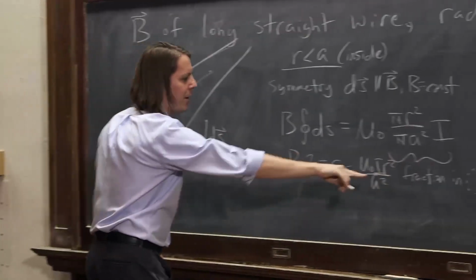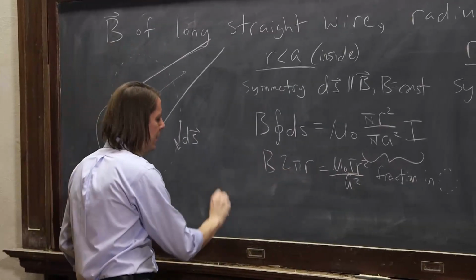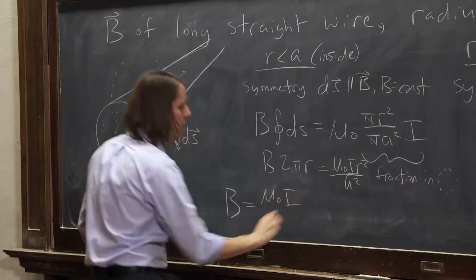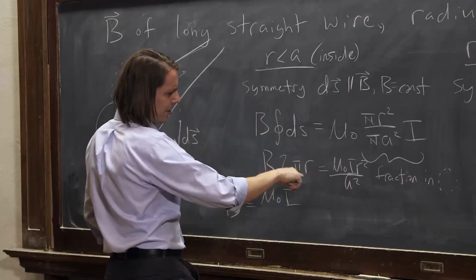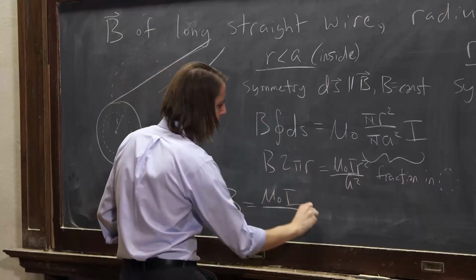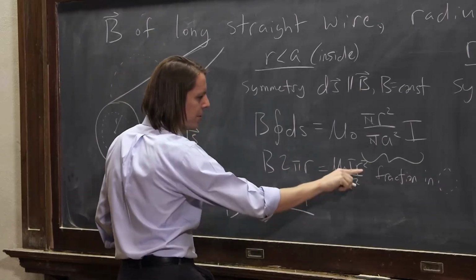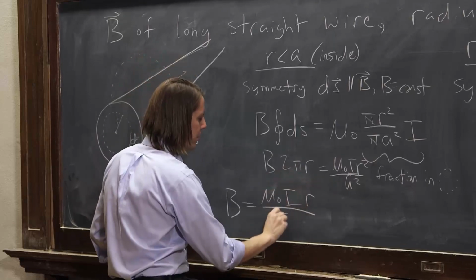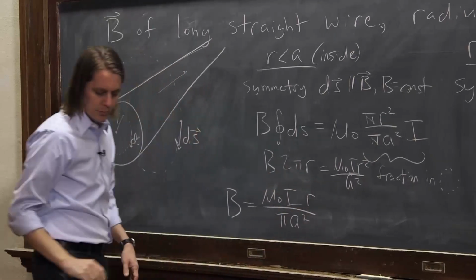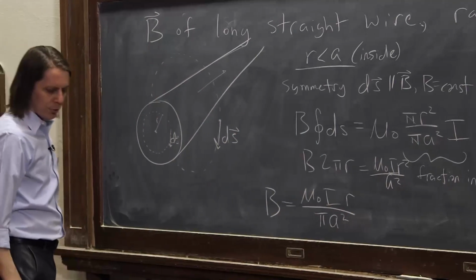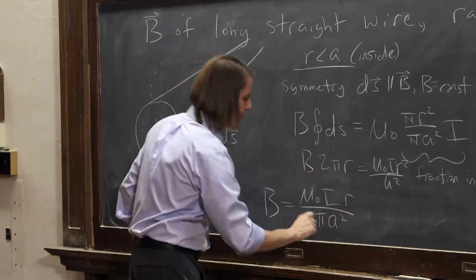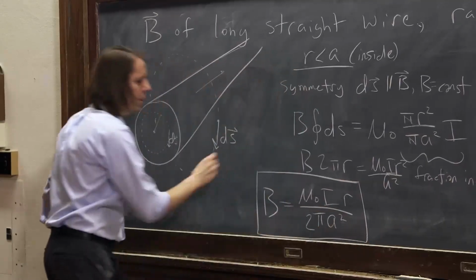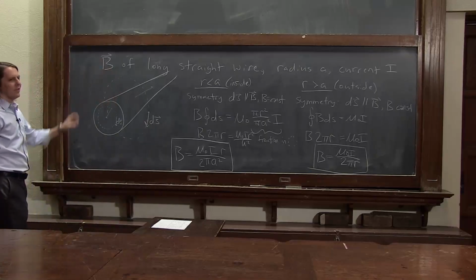Let's see, if we bring the 2 pi r over here, I think you'll be able to see that in the end, it's mu naught I. And then we have a pi down in the bottom now. We have an r there, because r squared gets canceled by that r. And now in the bottom, we have pi a squared. So mu naught I r over 2 pi a squared. So that's the B field inside.